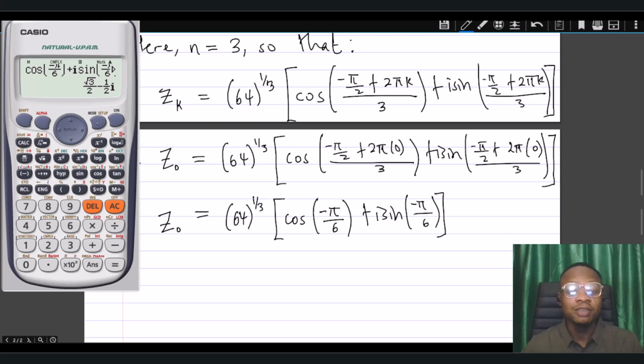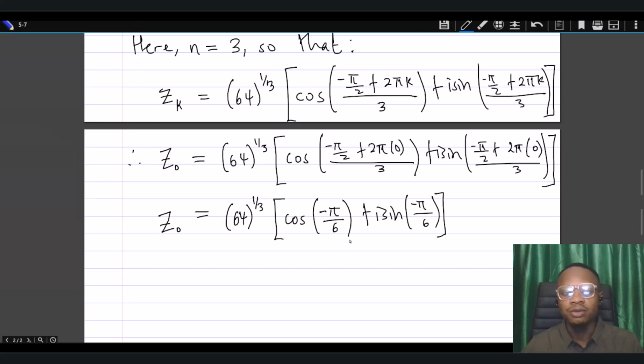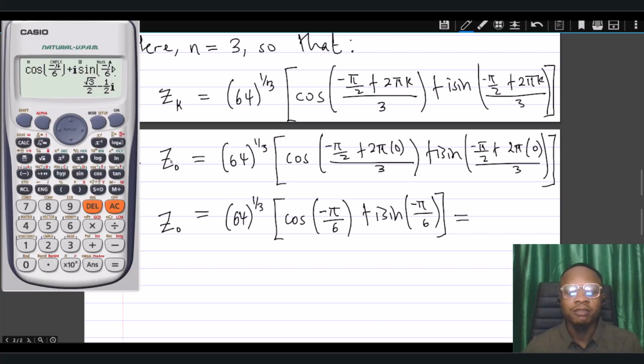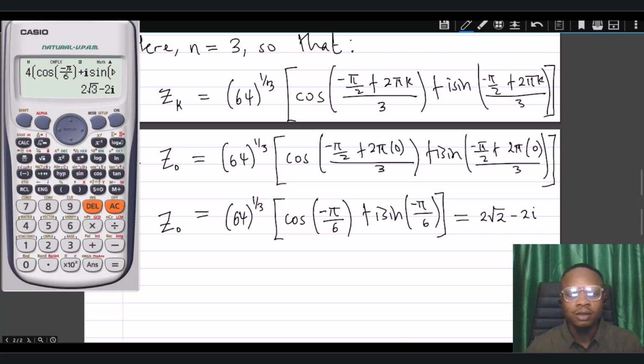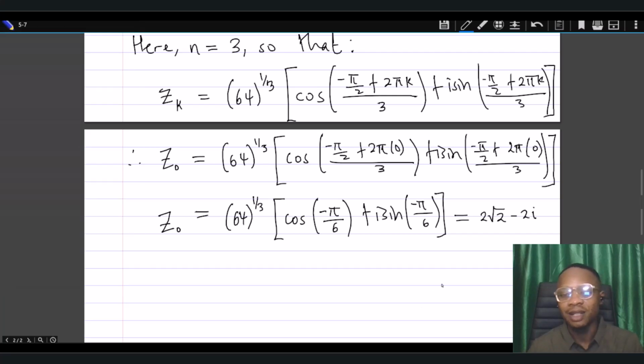So that is root 3 over 2 minus 1 over 2i. We'll multiply that by 4. 4 is outside here, so we'll multiply everything there by 4. Let's put a bracket here, then put 4 out here. So let's see what that gives us. So 2 root 3 minus 2i. So this is one of our results.